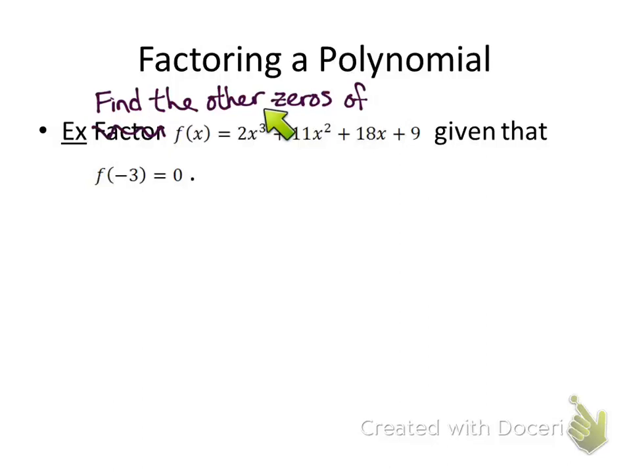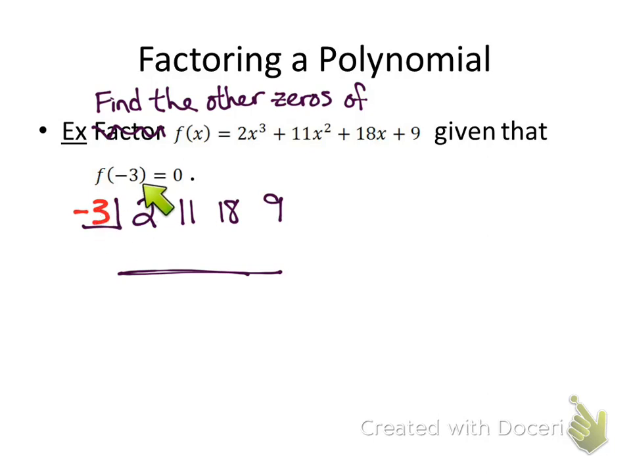So we're going to be able to find the other zeros knowing that one number already gets you to 0. Let's set up the synthetic division. So -3 is what gets us to 0. So -3 goes into the box. And then 2, 11, 18, 9, these are the coefficients from the polynomial.